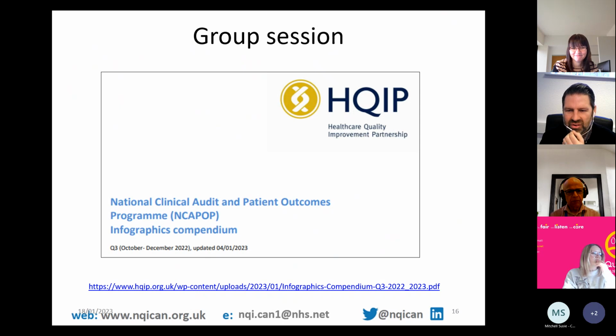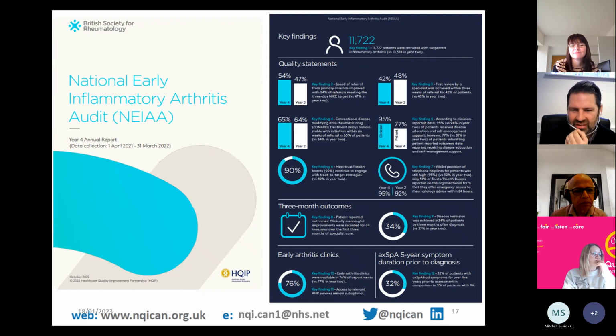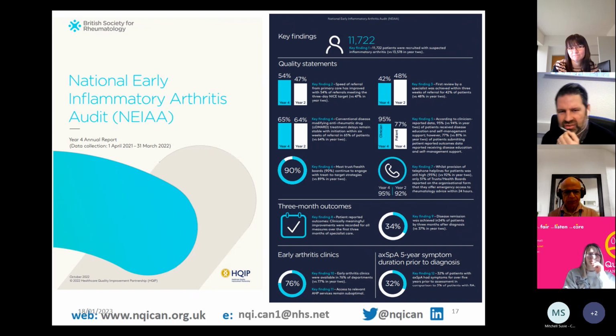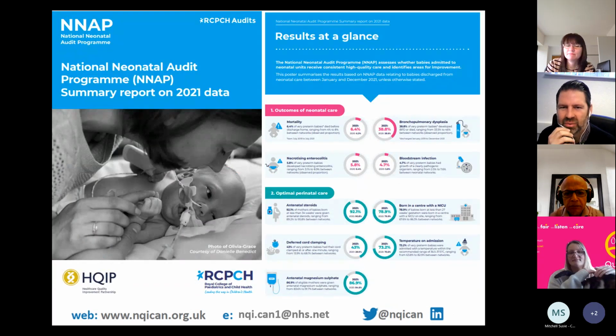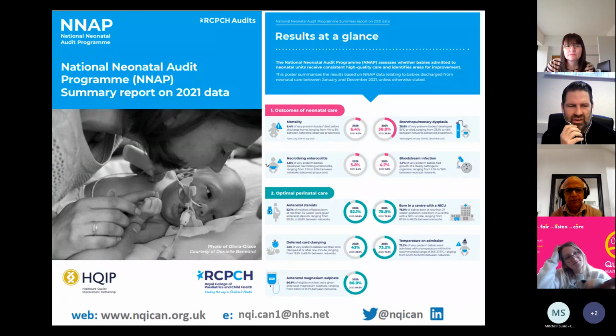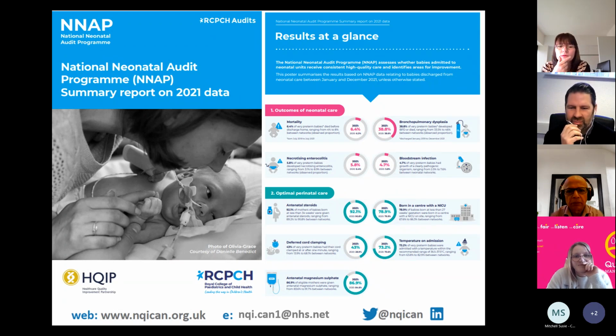So in terms of best in class, I picked out two that we could potentially critique together, and also just to see what we think is good about this infographic. The next one was the National Neonatal Audit Programme, and they have been using infographics for quite some time as an organisation with their results. This is their latest take, and again, we've got similarities here.